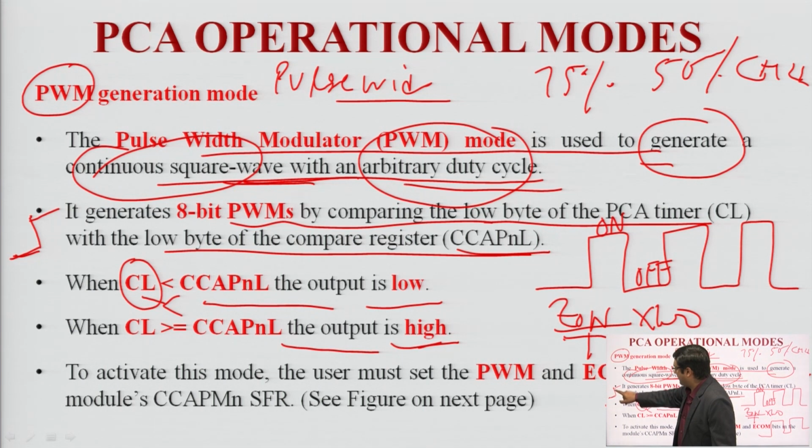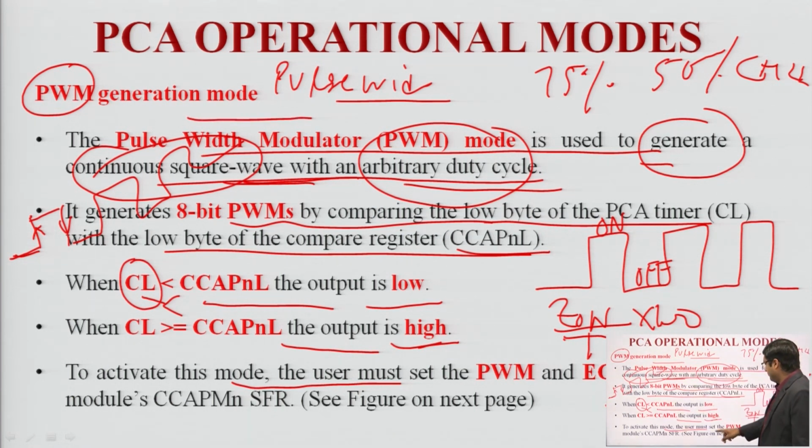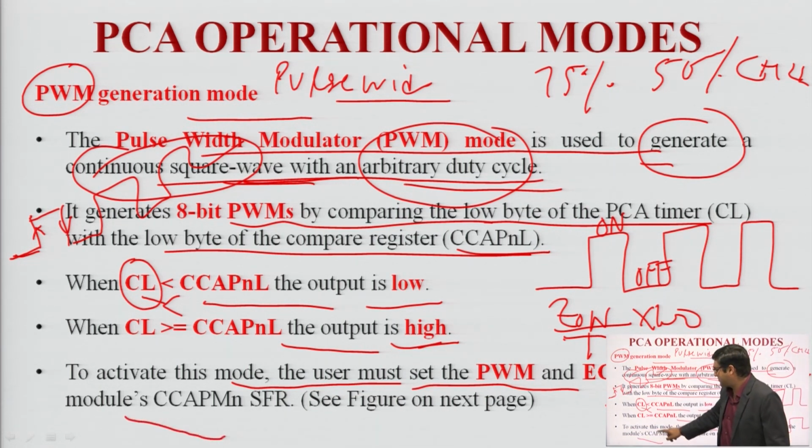It will make a transition on the rising edge or falling edge, as we saw in the previous lecture. In this way the waveform will be generated. To activate the PWM generation mode, the user must set the PWM and ECOM bits in the CCAPMn module. In the previous lecture we saw what the CCAPMn module is.